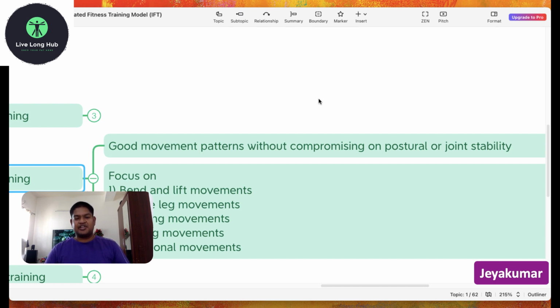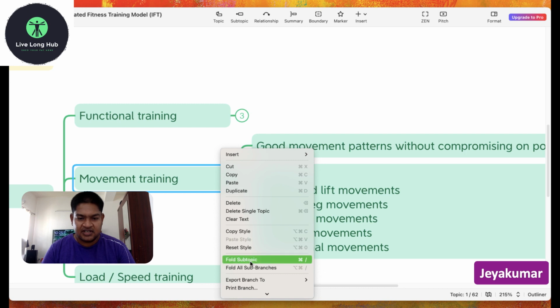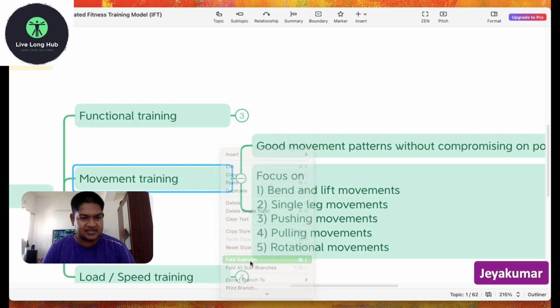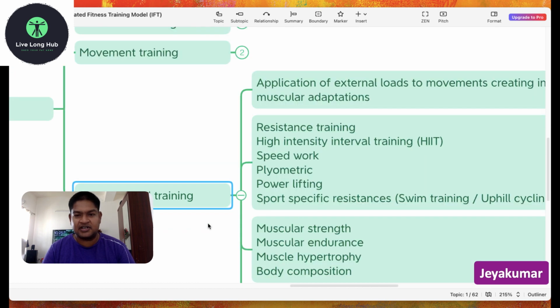And last is the rotational movement. This involves rotation of your torso. It starts from your legs, and then it moves to your arm. It is like, I would say, throwing a ball, or playing golf, or it can even involve various dancing movements. So once the client is comfortable with the movement training, then he gets into the load speed training.